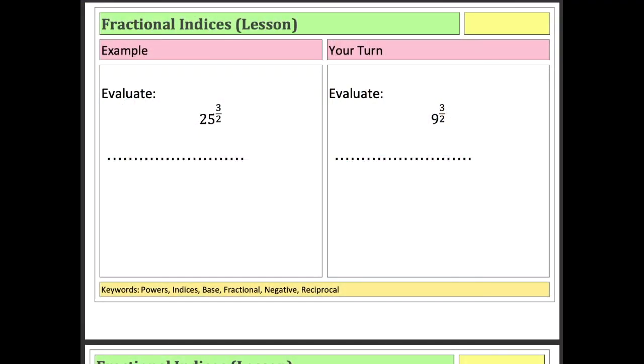Pause now and have a little go at that one on the right hand side.